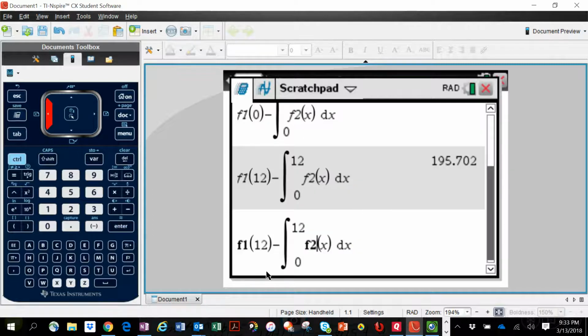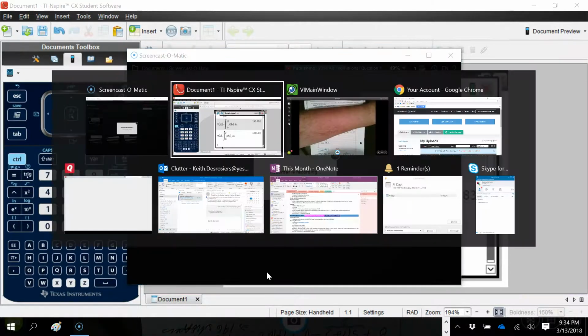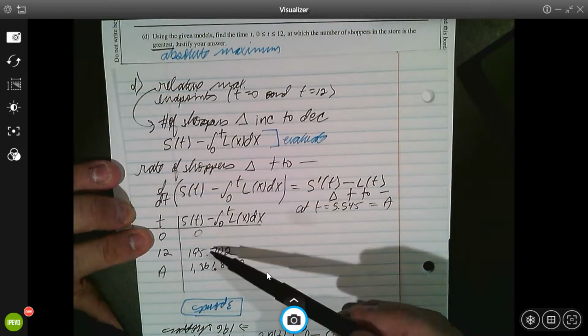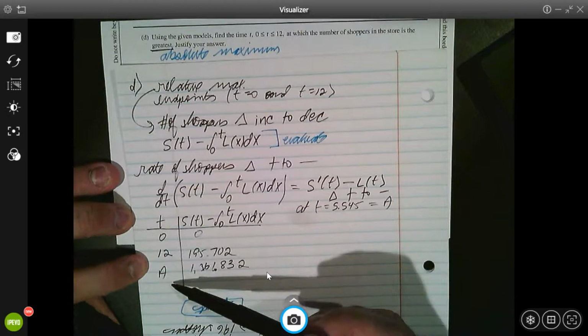Finally, I just need to evaluate the number of people at the candidate, which was A. And this is 1,361.83. I wish I had more decimal accuracy showing on my screen, but I know from looking at the College Board scoring rubric it should be 1,361.832. Check out your values here. Each of these values on the right represents the number of people in the store at this particular time.